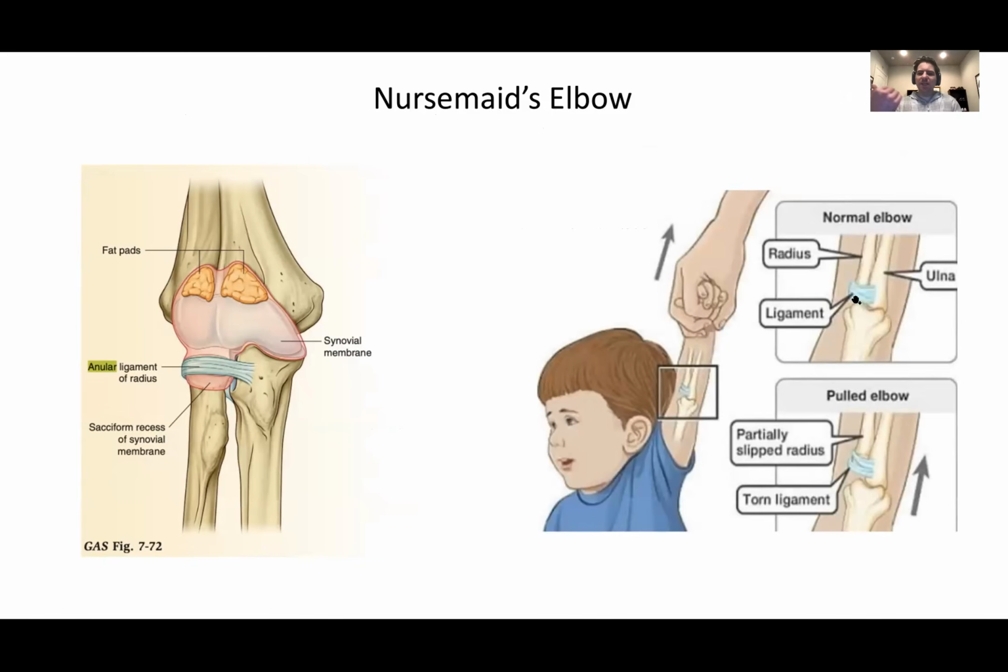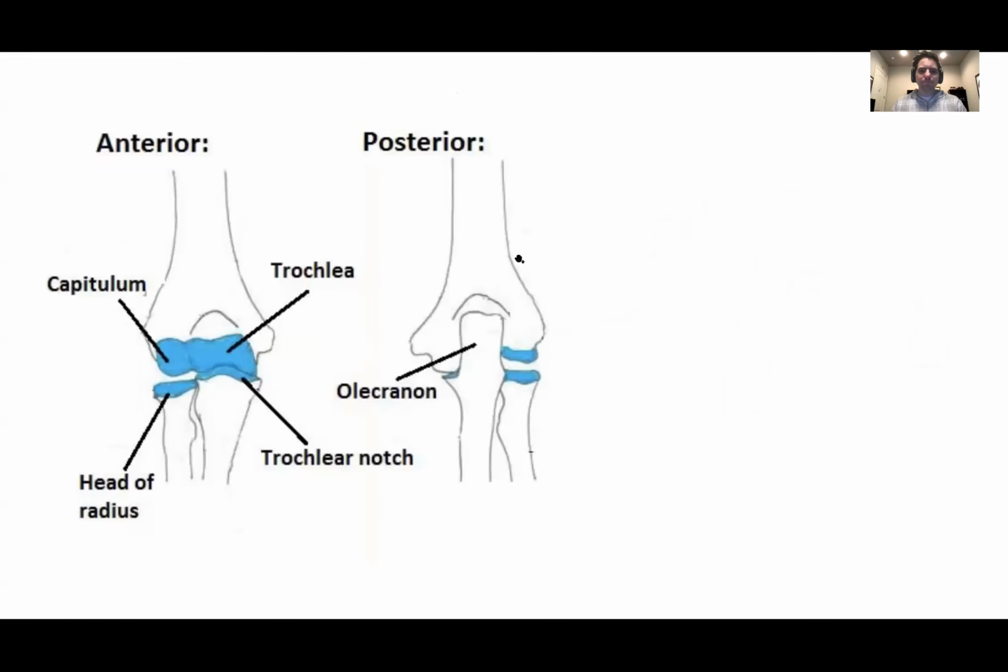It is painful, but as soon as you slip it back in place, if you correct it, the pain goes away. So this radius just kind of slips out. And they usually talk about it in regards to swinging the child. So if you pronate the arm, you could pop it back in place. All right, so just some definitions here.